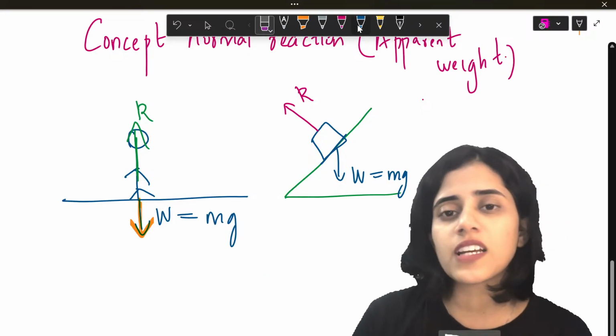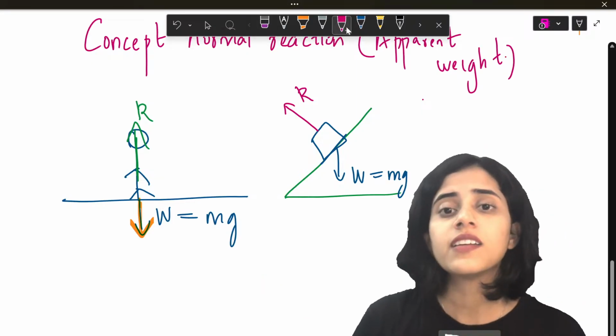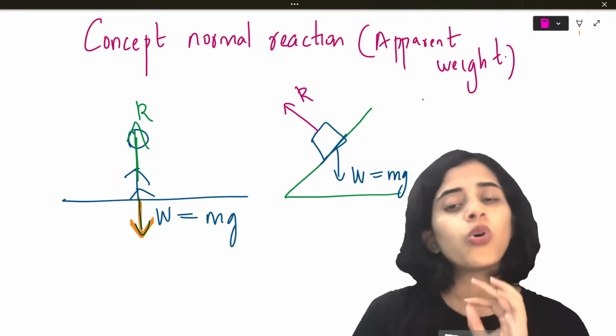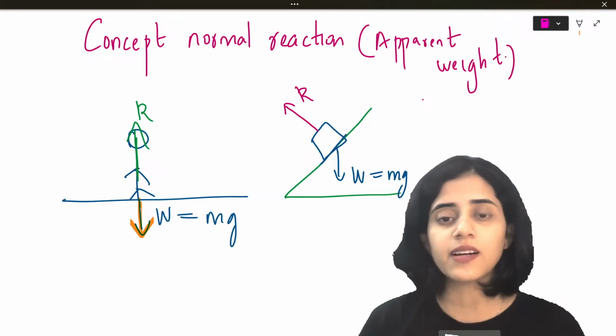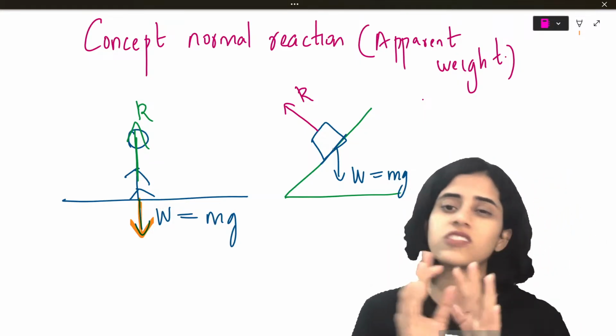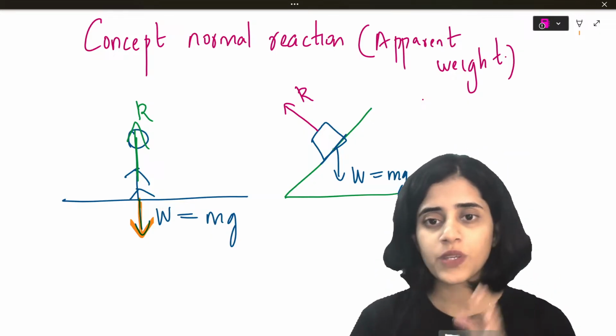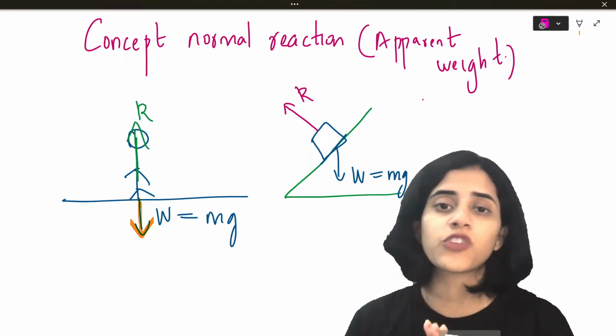Now here some of you might ask me, how will you find the total effective force? For that you need to resolve this into a horizontal component and a vertical component, take sine theta, cos theta and all that. That also we will learn in this chapter itself. So that is very important for your KCET.